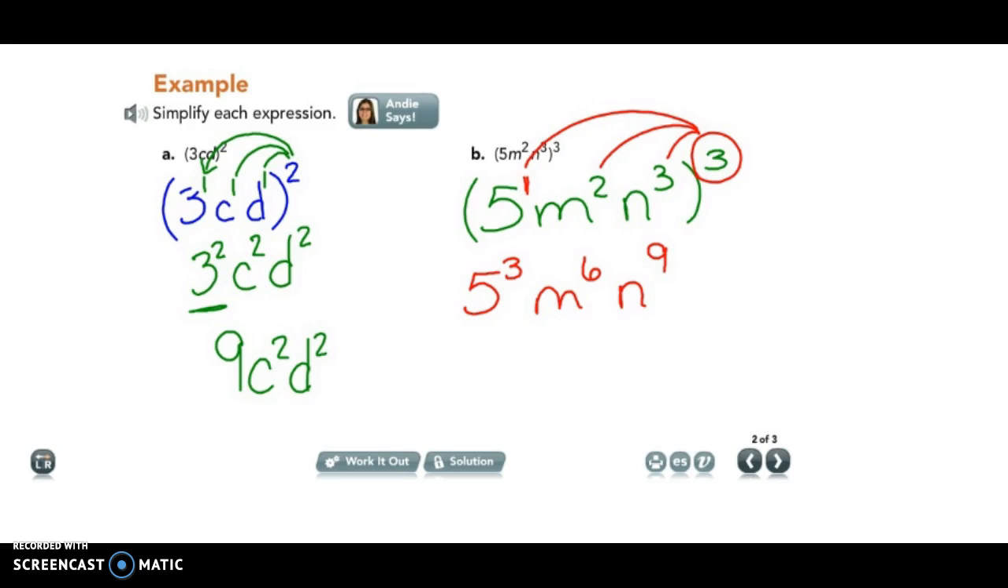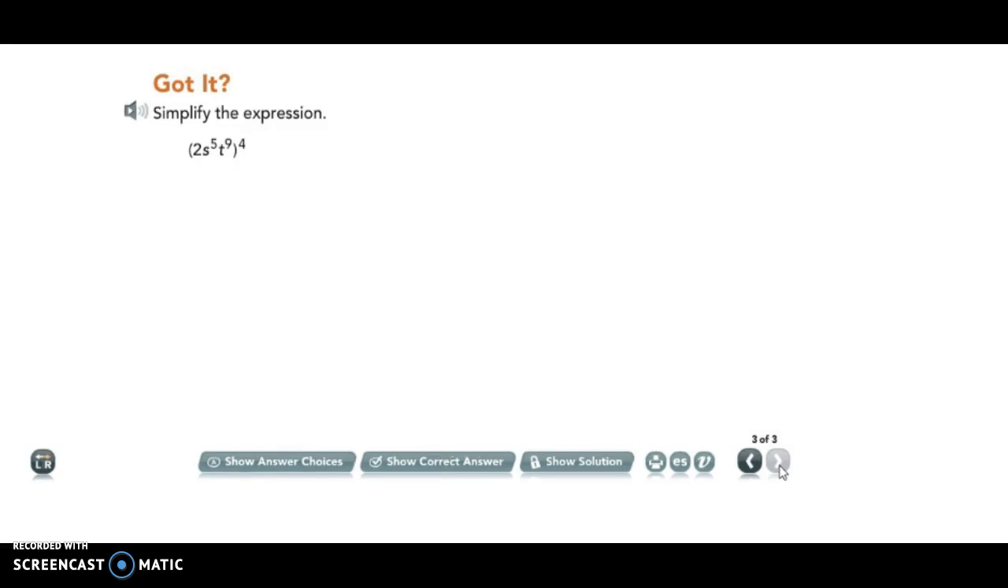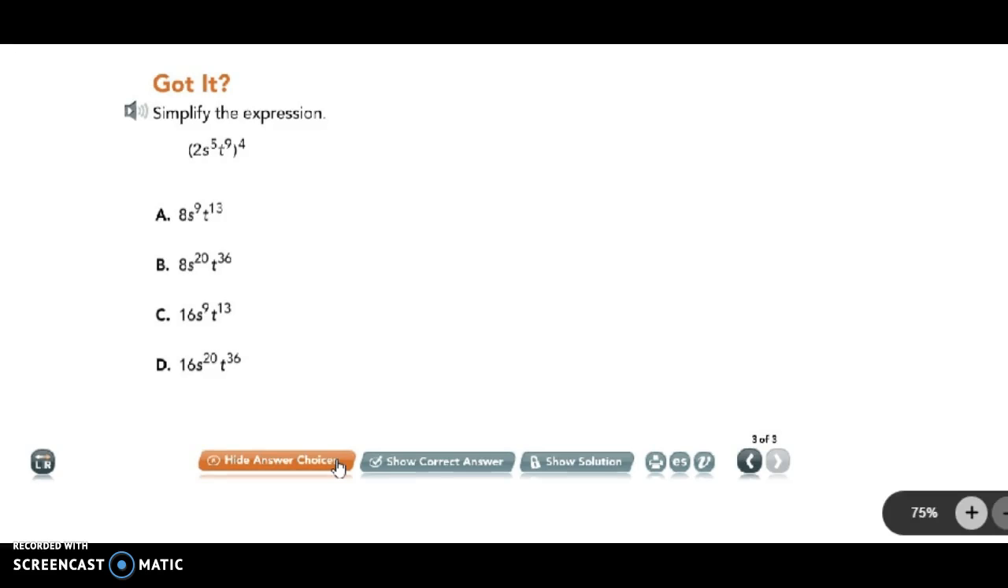And then I'm going to say, what is 5 to the third power? So 5 times 5 is 25. 25 times 5 is 125. So I have 125, m to the 6th, n to the 9th. Go ahead and try this one on your own. I'm going to give you some answer choices so that you can see whether or not you're doing it right. And then I'm going to explain it.